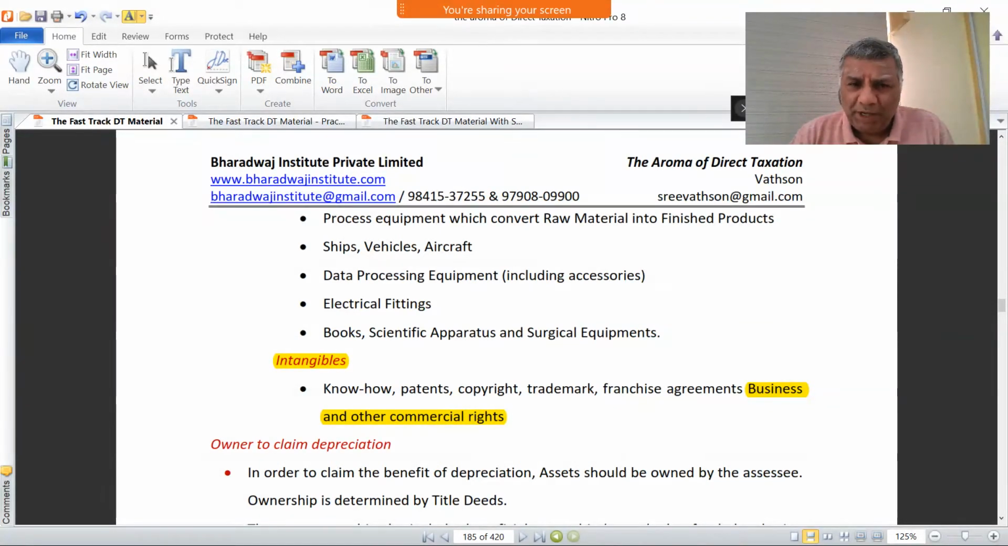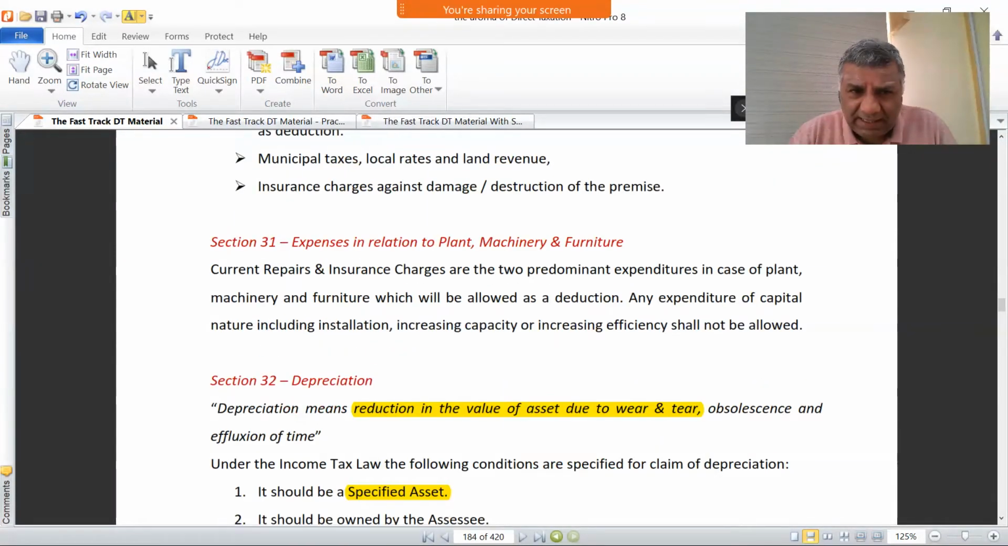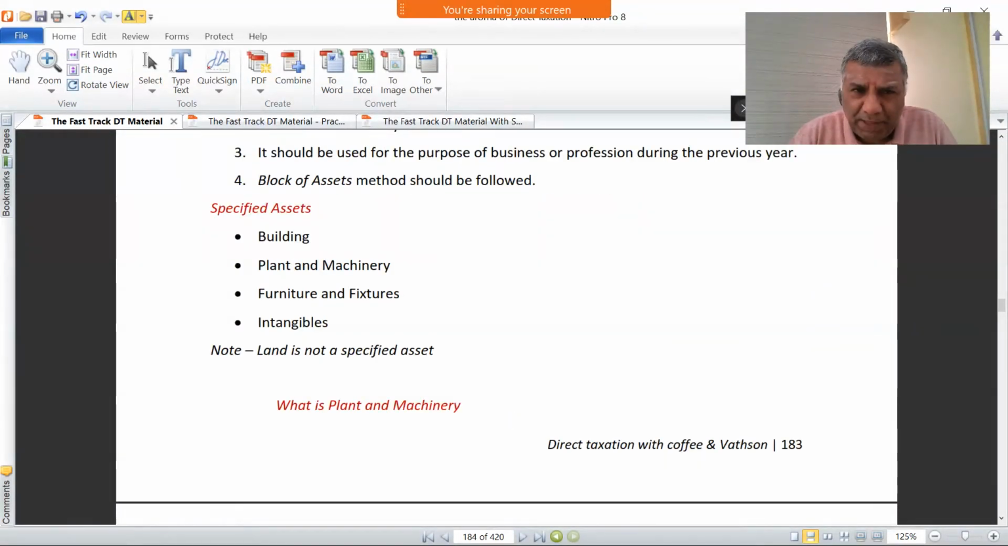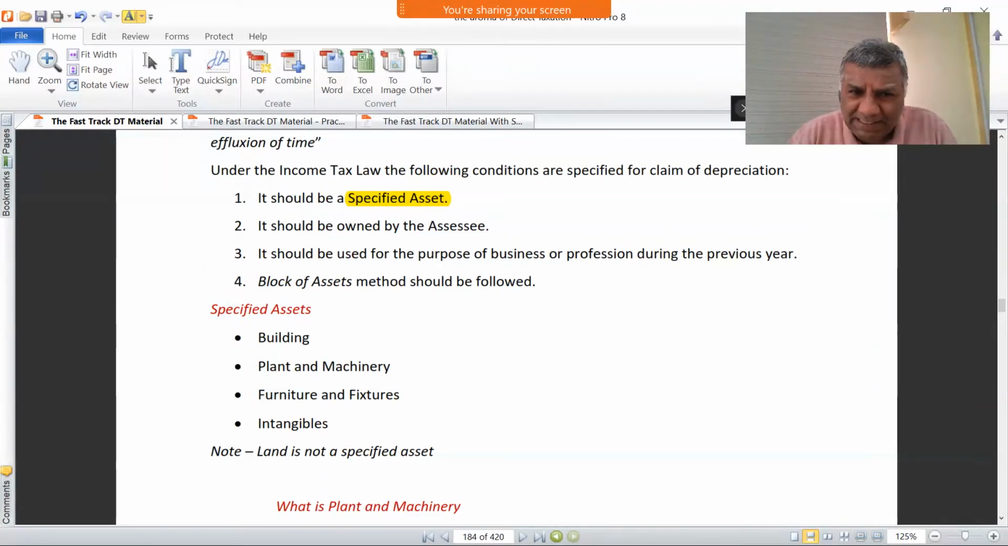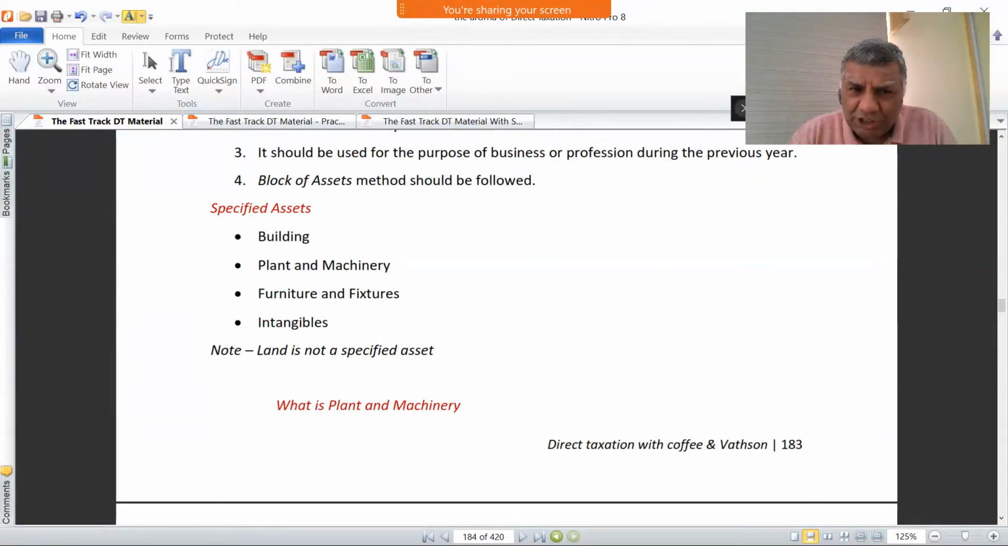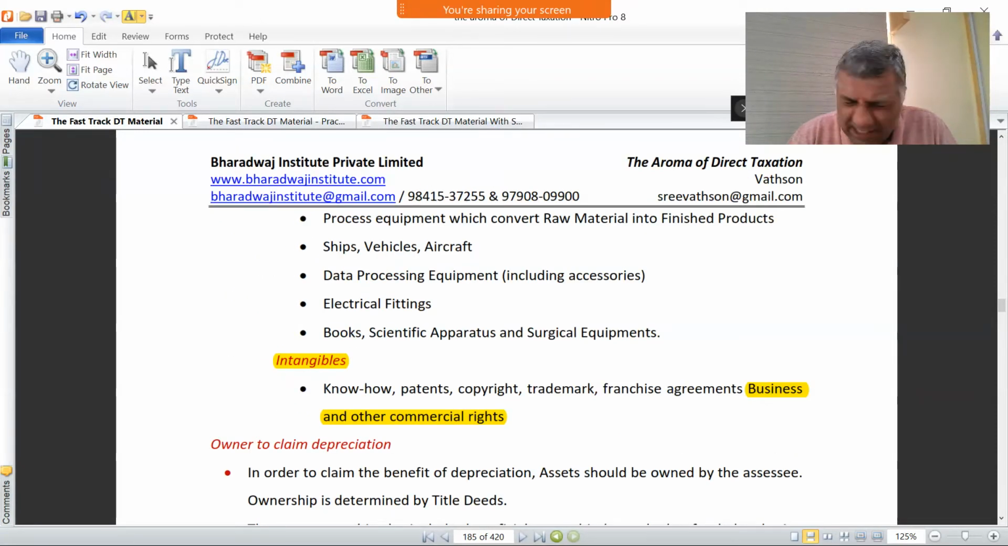So for goodwill, you cannot claim. Know-how, patent, copyright, trademark, you can claim. License, etc., you can claim. So, first condition is it should be a specified asset. Specified assets are this. Land is not a specified asset. Goodwill is also not going to be a specified asset.